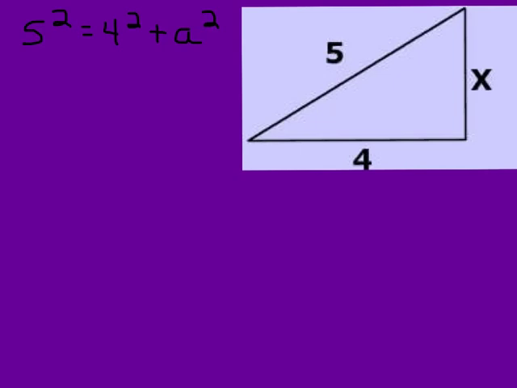Well, 5 squared is 25. 4 squared is 16. And we don't know what A squared is yet. Alright, so let's move our 16 to the other side. By subtracting, we've gotten rid of that. 25 minus 16 is 9, equals A squared.